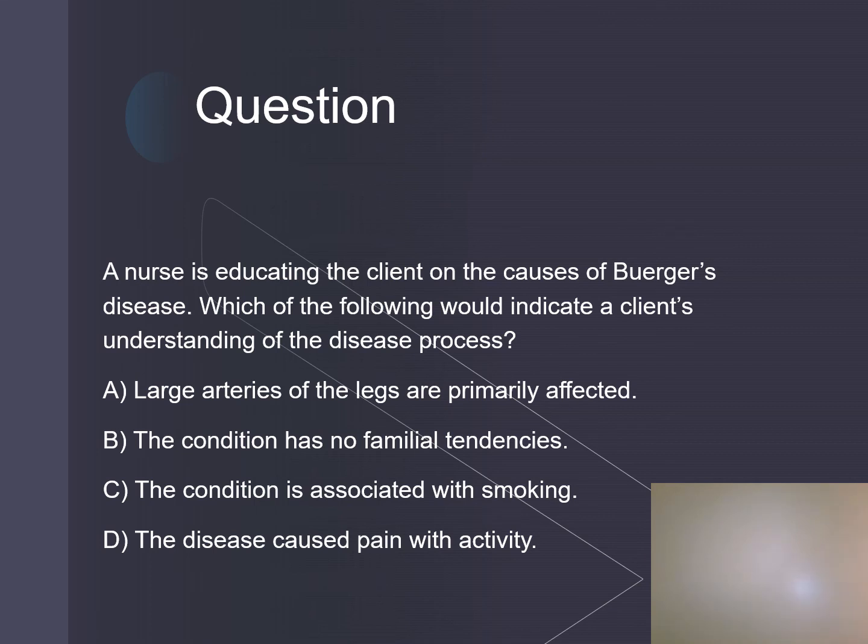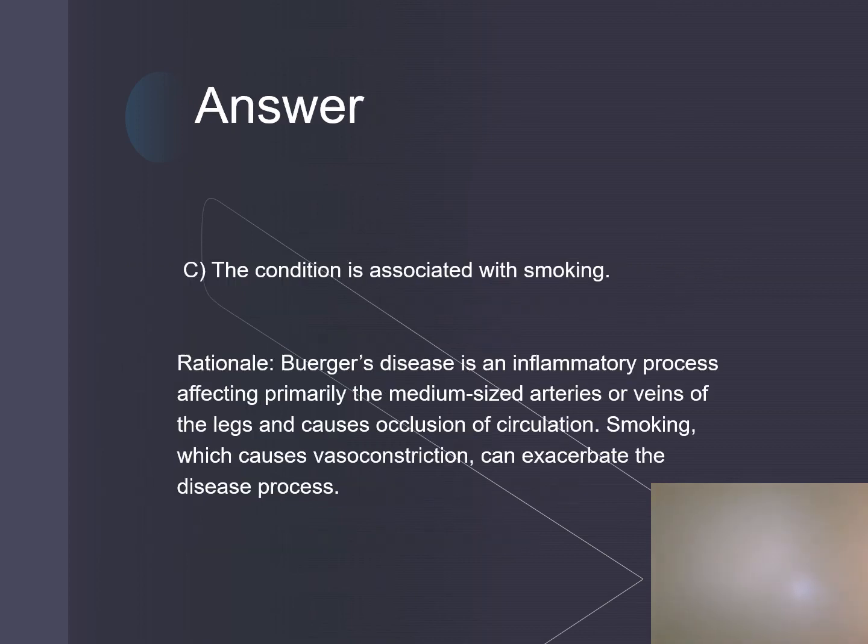So a nurse is educating a client on the causes of Buerger's disease. Which of the following would indicate a client's understanding of the disease process? The condition is associated with smoking.